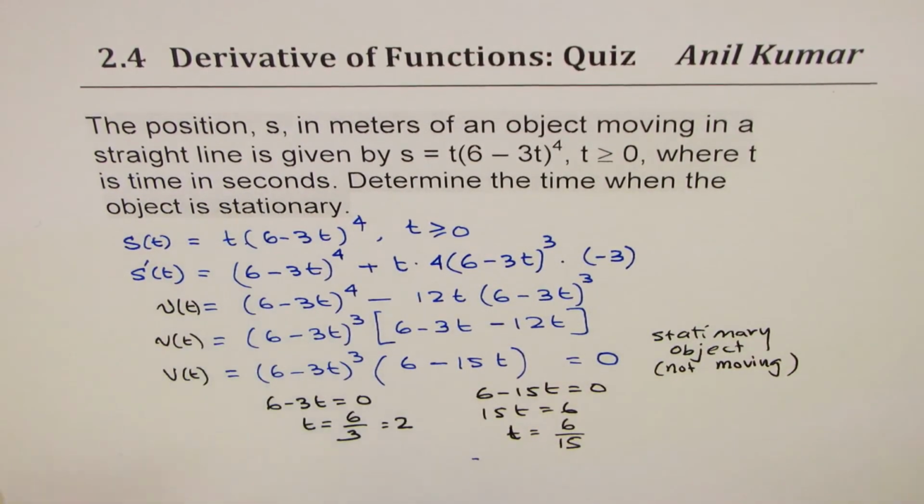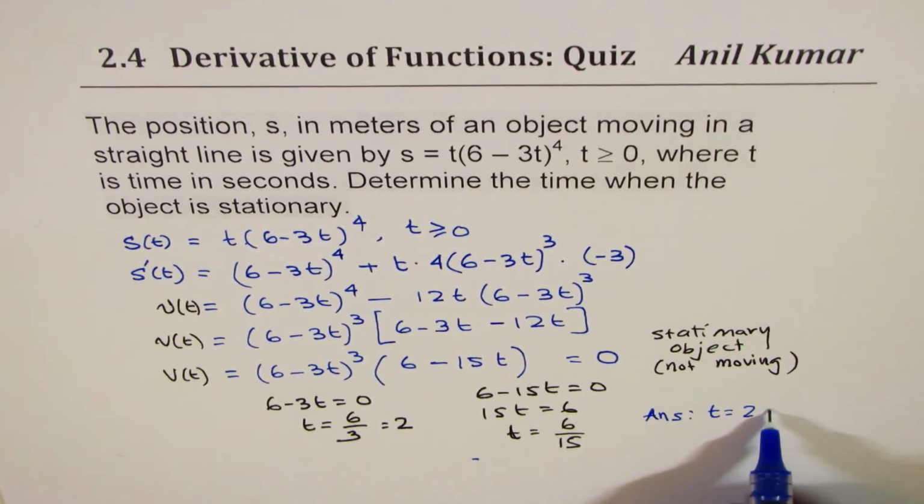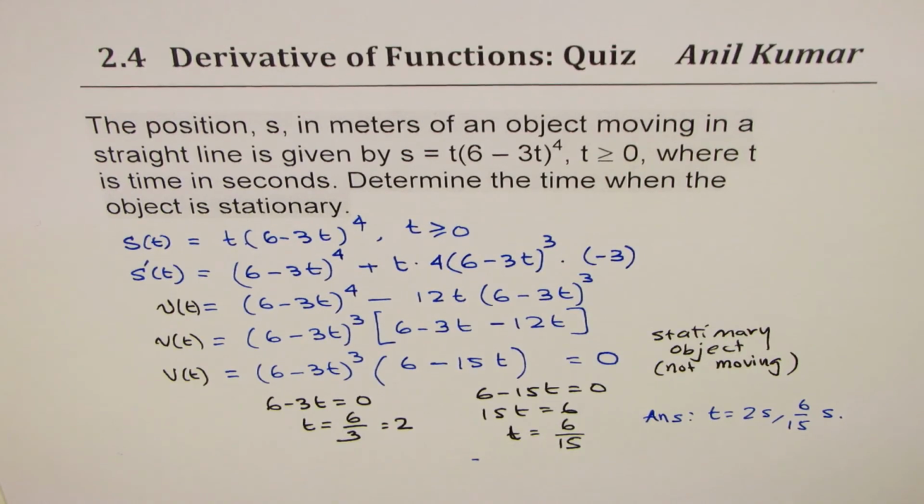Time is given in seconds. So the answer is t equals 2 seconds or t equals 6 over 15 seconds for the object to be stationary, right?